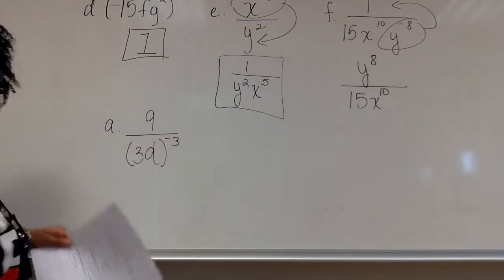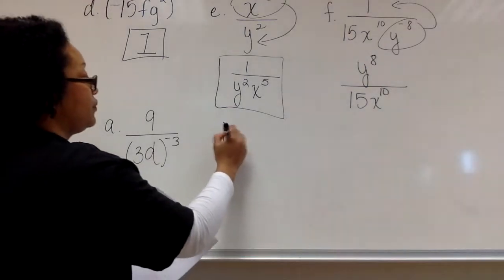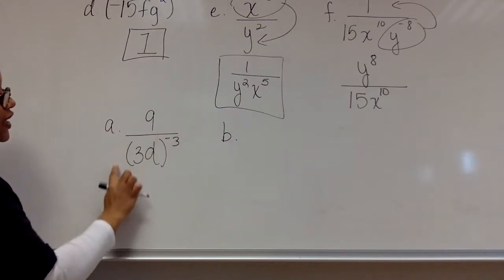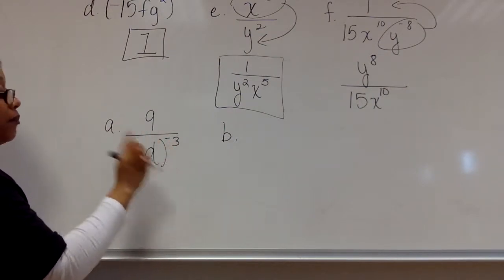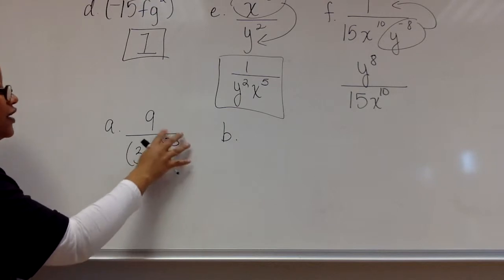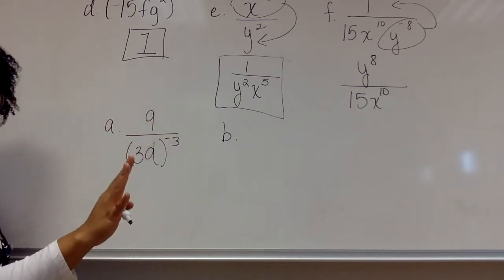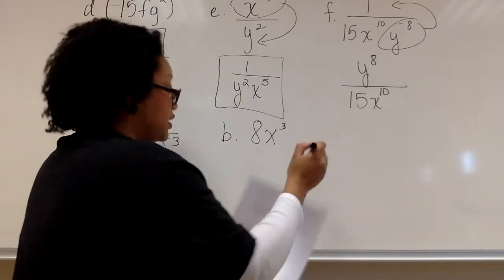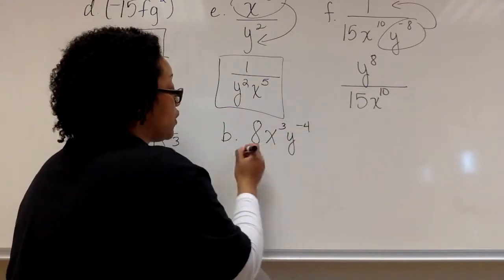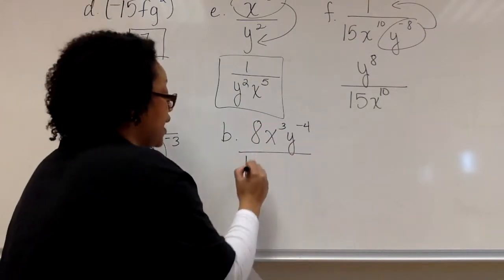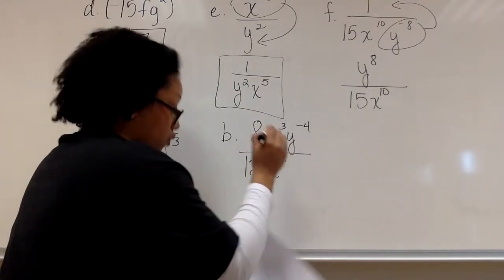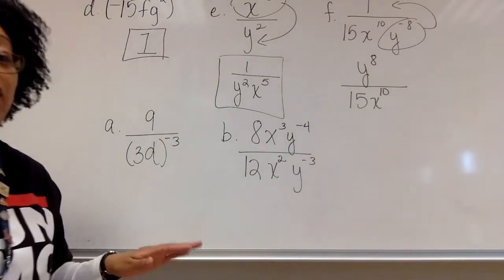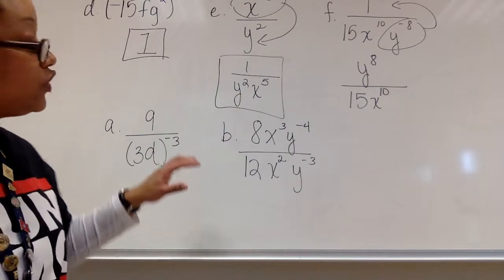So there's letter A. Letter B. You know, first let me just talk you through this. Everything here is raised to the negative 3, but you got to get rid of that negative 3. So you want to take the entire thing upstairs. That's all I'm going to say about that. Letter B, 8 times x cubed times y to the negative 4th divided by 12 times x squared times y to the negative 3rd. This one looks kind of tricky, but you're just going to simplify.